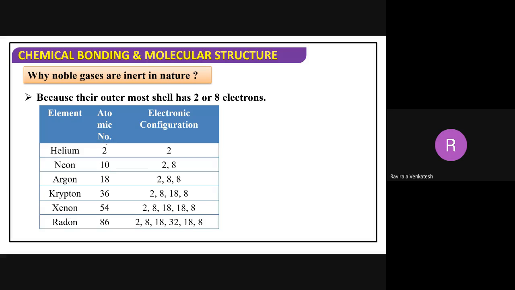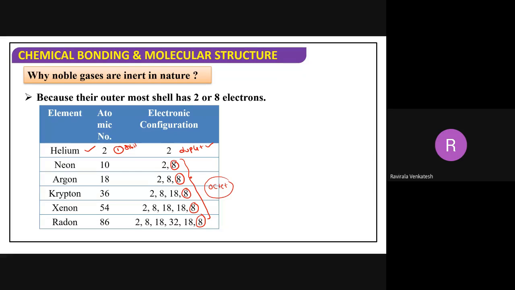When you observe helium, it has a duplet configuration. Now if you observe the helium, neon, argon, krypton, xenon, radon, all have an octet configuration in the outermost shell. That will be more stable, except helium. Helium with a duplet configuration is also stable. Why? Because in this only one orbit is there.